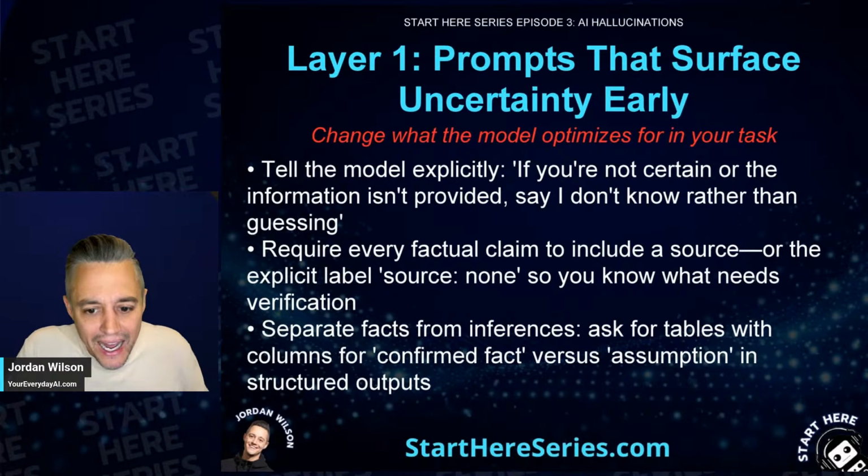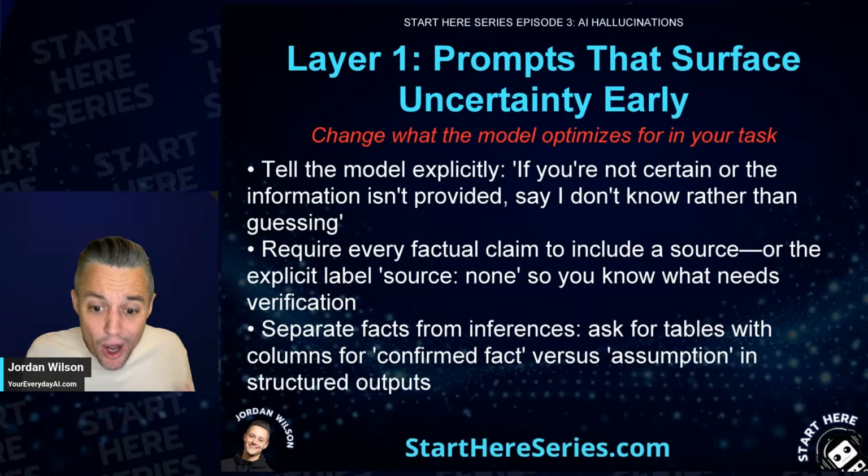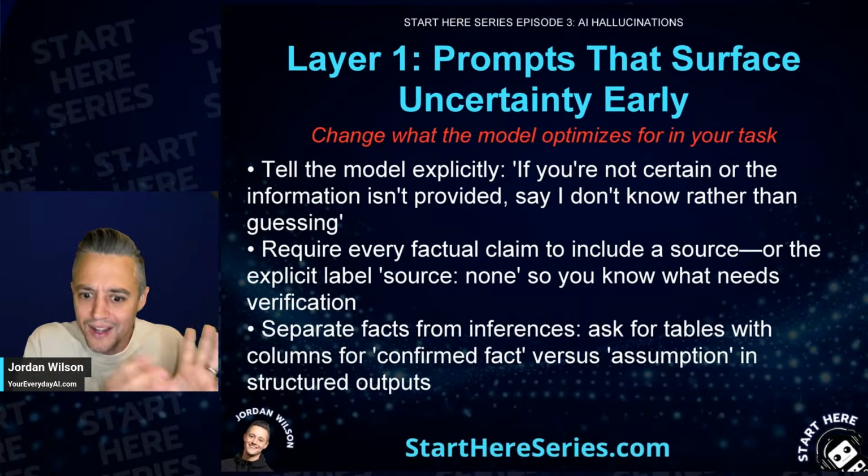Something simple as that. I have a set of custom instructions that I've done a lot of testing with over the years that are much more robust, but even putting something simple like, "Hey, if you're not 100% sure, say you're not sure," right? Or requiring every factual claim to include a source, or labeling everything afterwards, right? Telling the model, "This is what I'm 100% sure on. This is what I'm not sure on."